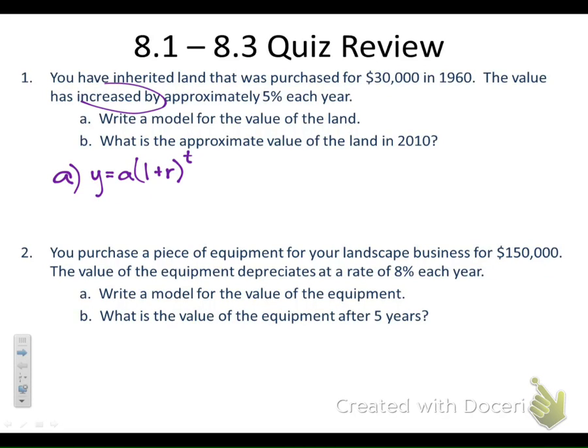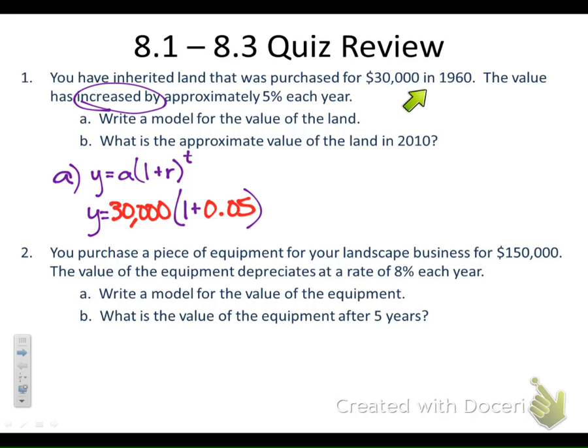So because it said increase by, I use the simple growth equation. But now I've got to figure out what numbers go where. So 30,000 goes in the A spot. So I write 0.05 in the R spot. And then here's the thing about T. 1960 is the only thing that deals with time.